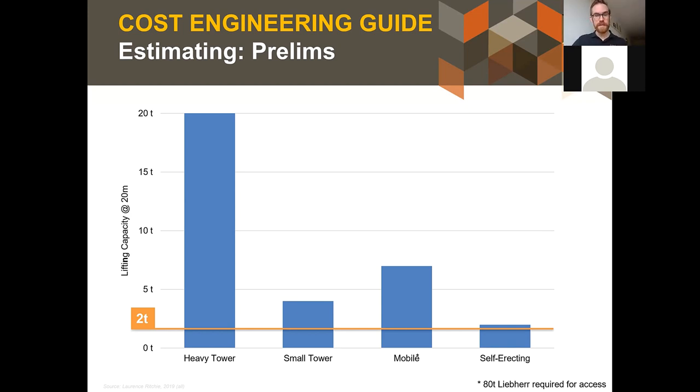when you could be looking at a small tower or even mobiles, depending on your access to the site, or even, and this is quite common in Europe and even in the US these days, self-erecting cranes. We don't really see these in Australia yet, but I think in a number of years, as timber construction continues to increase in popularity, we'll see a number of these popping up around our middle suburbs.